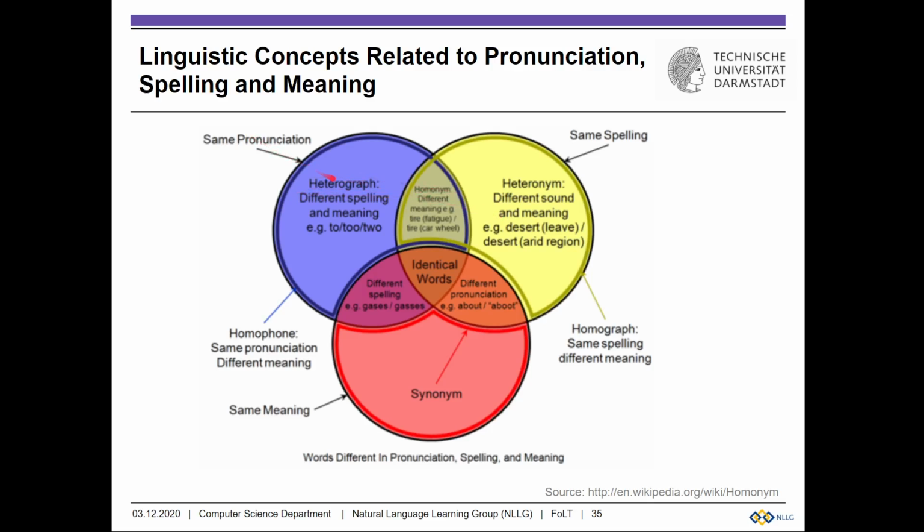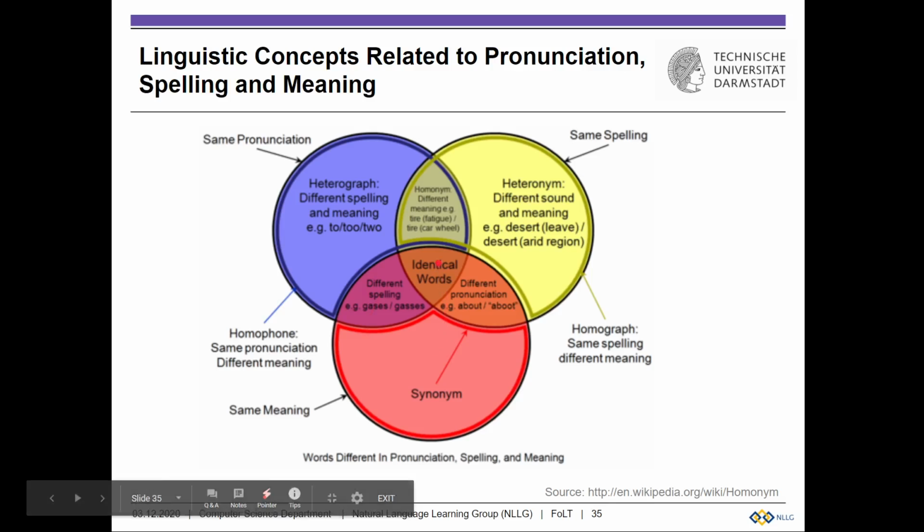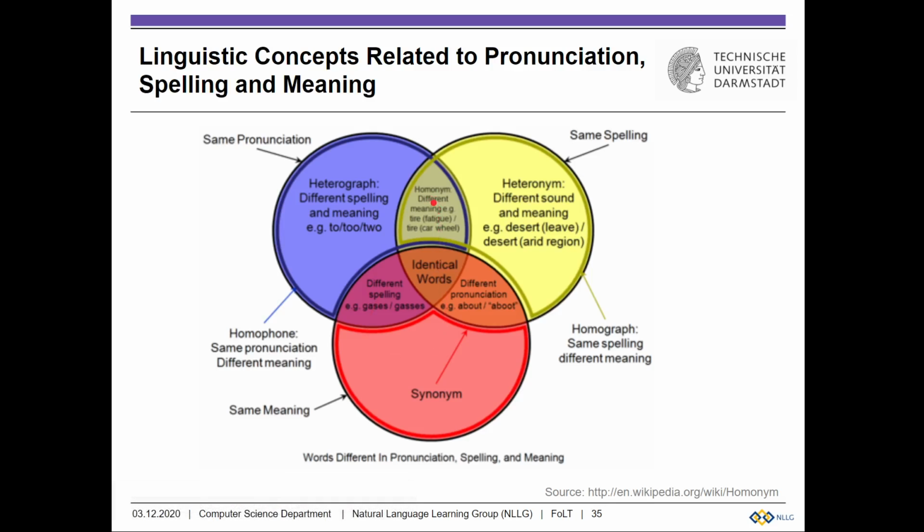So these are words that have the same pronunciation and the same spelling, but here we are on the meaning level, they have different meaning. So what kind of words could that be? Well, it could be tire and tire. The one thing is the tire, which is part of a car, and the other thing is the tire, which is related to the word I'm tired. So those words have same spelling, same pronunciation, but different meaning.